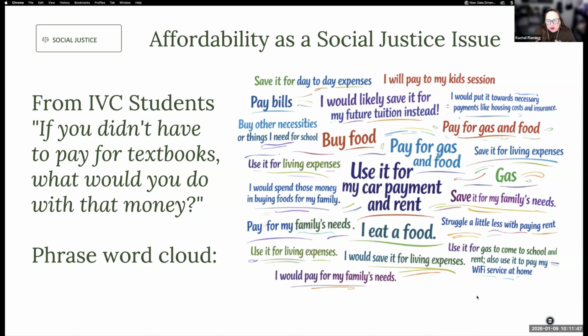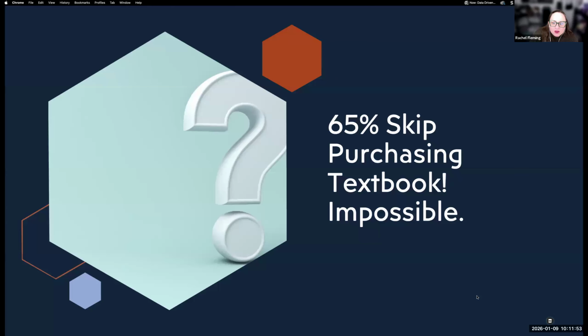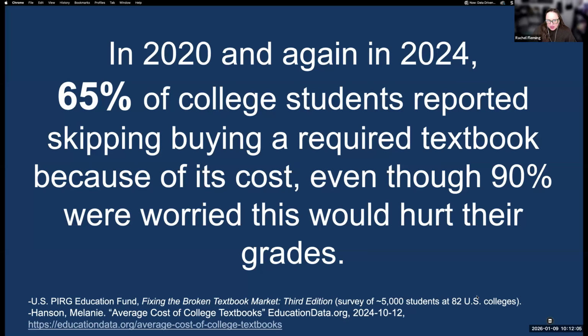So the reality is that affordability is a social justice issue. When we talk about OER, sometimes that gets overlooked. So the other one that people always balk at is the 65% of students skipping buying textbooks. They say, Rachel, that's absolutely impossible. There's no way over half of my students are not buying the textbook. And here's where the actual data came in. So in 2020 and then again in 2024, national studies found that 65% of college students reported skipping buying the textbook, even though 90% of them were worried it would hurt their grades.